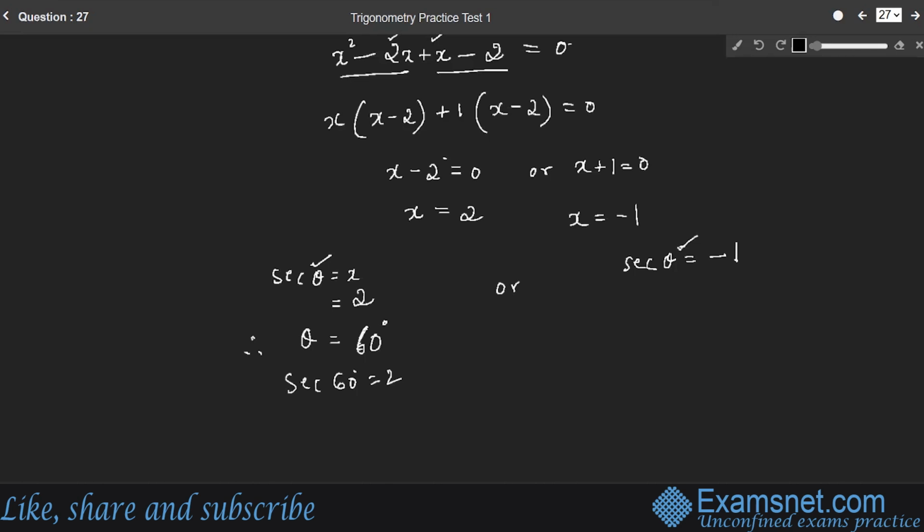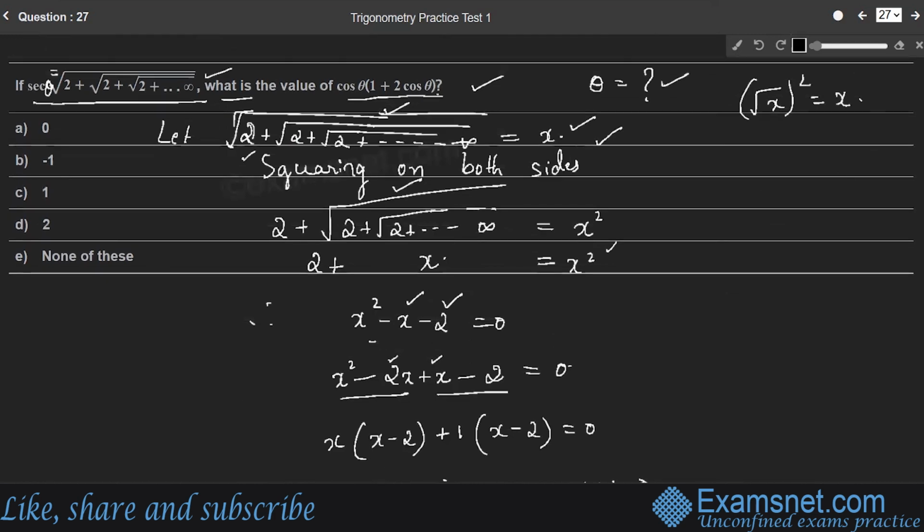Secant theta becomes minus 1 for pi. If theta is equal to pi or 180 degrees, then secant pi is equal to minus 1. So either you can substitute the value of theta as 60 degrees or 180 degrees, and there will not be any change in the value of the expression.